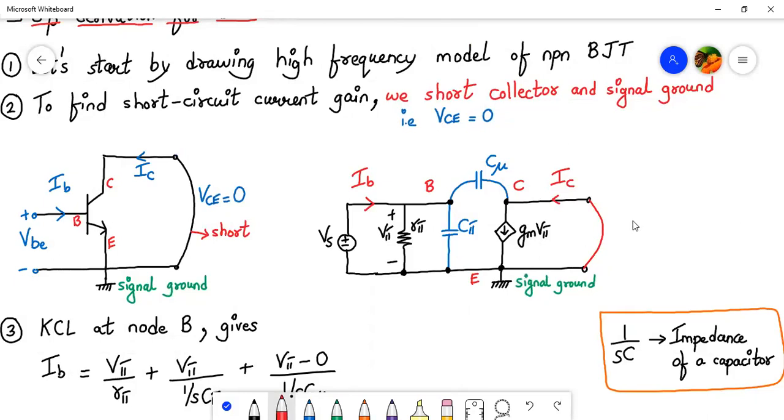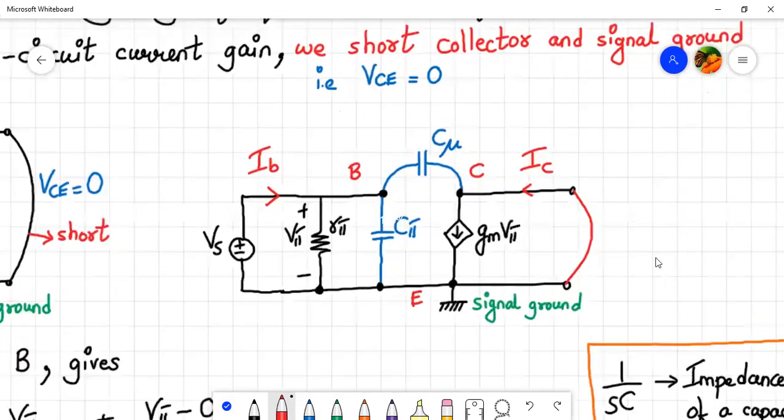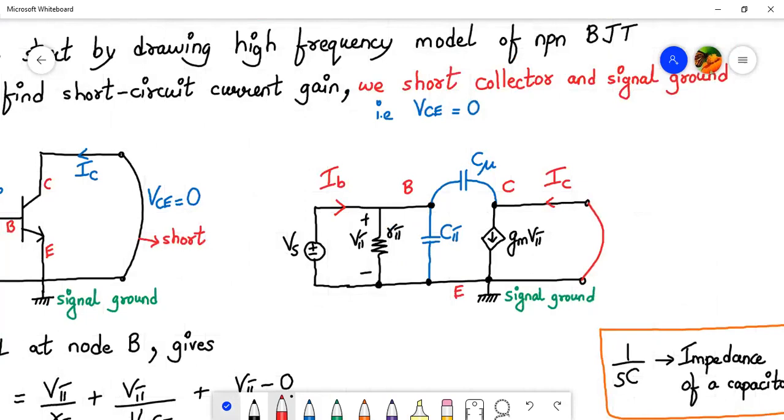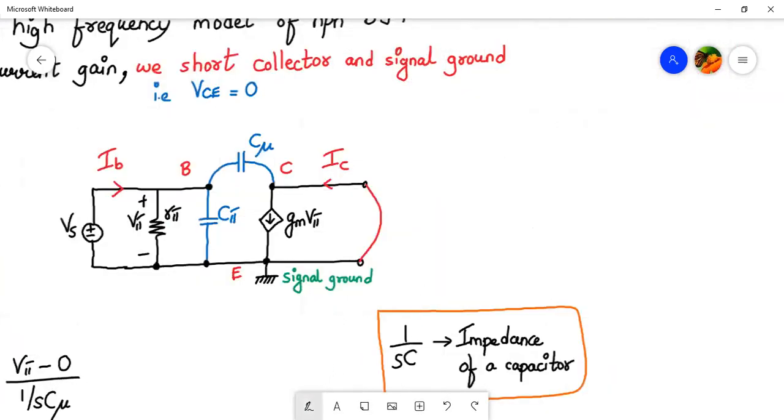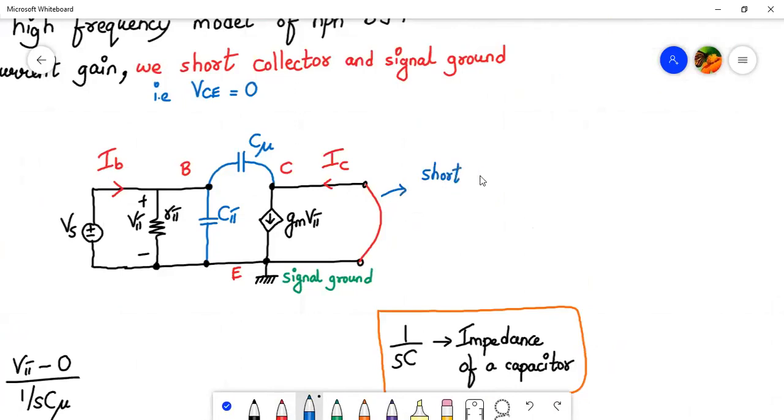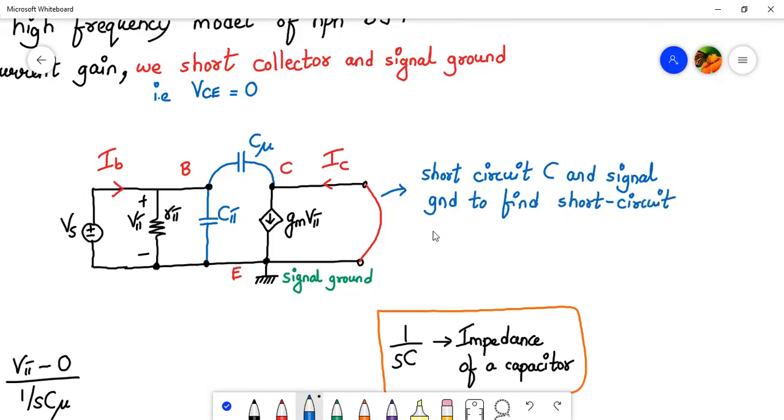So we can add over here some details. We have short circuited the collector terminal and the signal ground, and the details are as follows. We short circuit the collector and the signal ground to find the short circuit current gain.